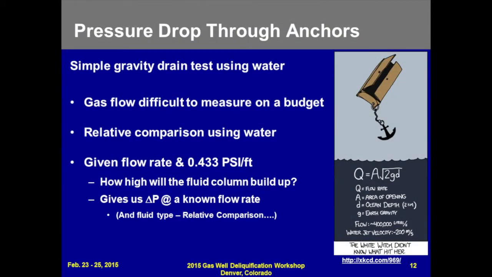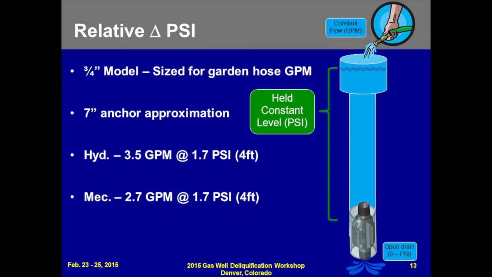The first experiment we did was a simple gravity drain test using water. Measuring gas flows at scale is very difficult on a budget. So for this test, we're going to use water. The general idea is that we have two different areas that we want to compare. If we can maintain a stable pressure drop across the area, then we can very easily quantify the flow rates going through that area. If we repeat that for both the hydraulic and mechanical tubing anchor models, we'll be able to quantify the flow rate difference between the two. So this is basically what the apparatus looked like.